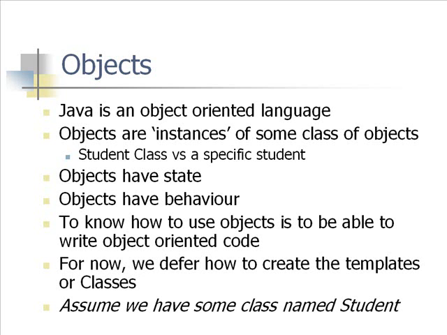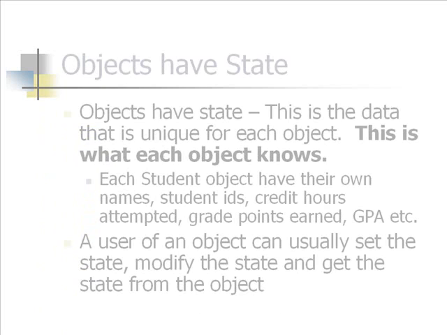In order to write object-oriented code, we essentially have to know how to use these objects. For now, we're going to defer on how we create those classes, the templates, for a bit. For this tutorial, we're going to assume that we have some class already written named student.